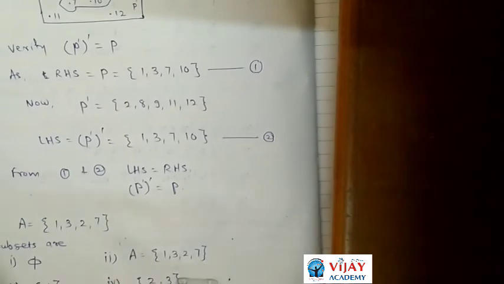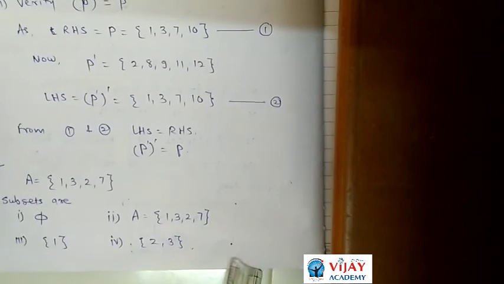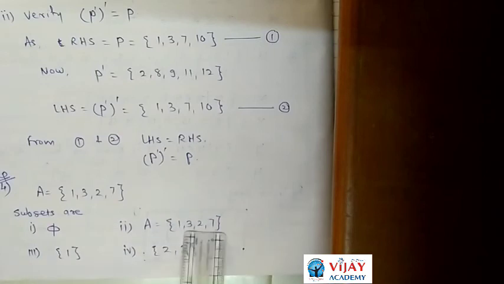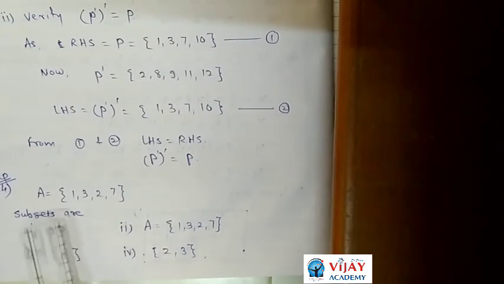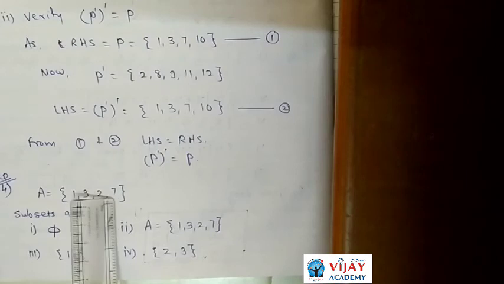Now we will discuss the fourth sum. This is an extra part which is not given in the book, but this is a logical question. You are given a set A consisting of 1, 3, 2, 7. 4 elements are there. Then write any 3 subsets of set A. You have to write any 3 subsets, meaning choose any elements from this set A.